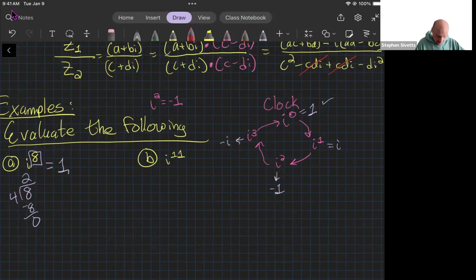You can try this example on your own just as easily. Okay, so pause the video and try to work on that for a few seconds. Okay, so I assume you looked at it.